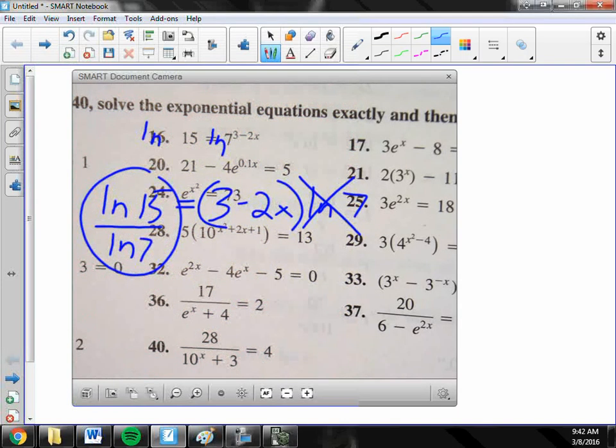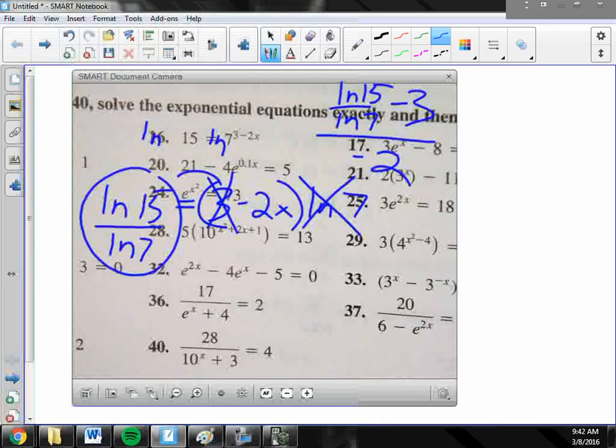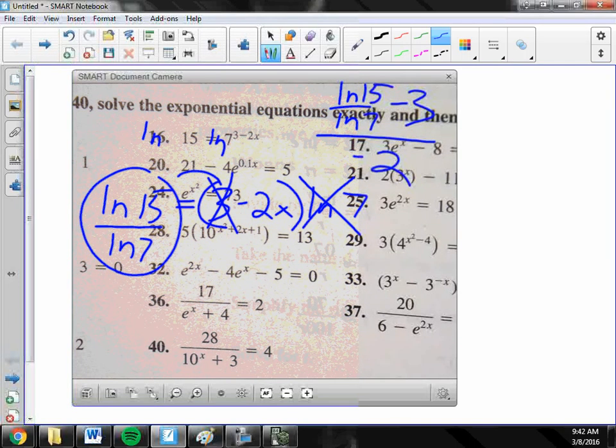I'm going to subtract 3. So ln of 15 over the ln of 7, subtract 3. That gets rid of this. And then divide the whole thing by negative 2. That is the exact answer. Now, Cynthia Young might somehow simplify that, but I wouldn't. The answer there is exact. That is an exact answer.